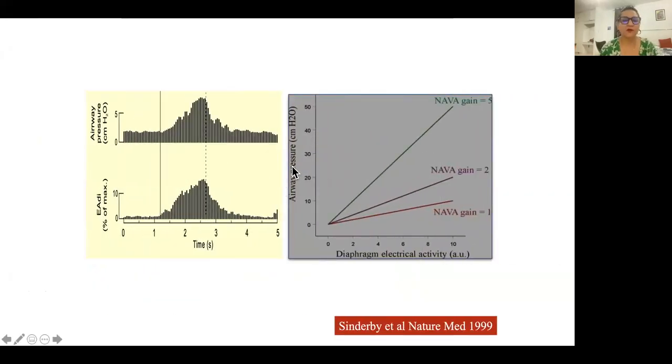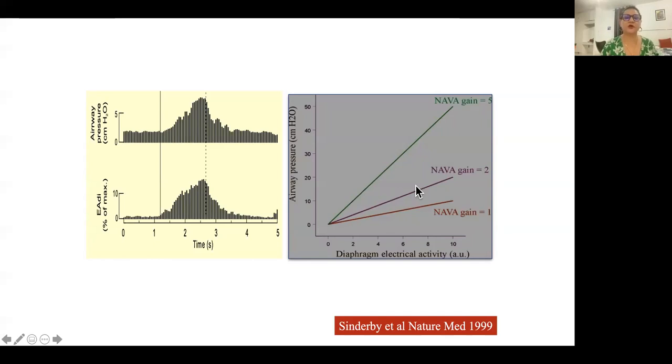So you see here, the y-axis is showing airway pressure, and here it is showing the diaphragm electrical activity. And these are the Nava levels. So if you see that even when you have given a Nava gain of 1, if the electrical activity is increasing, the airway pressure is going to increase. However, we cannot go more, because if the electrical activity is increasing, you need to increase the Nava to give that much pressure. As the electrical activity increases, the pressure increases. As the Nava level increases, the pressure increases. But even with a higher Nava level, if your electrical activity is not much, it is not going to give more pressure.